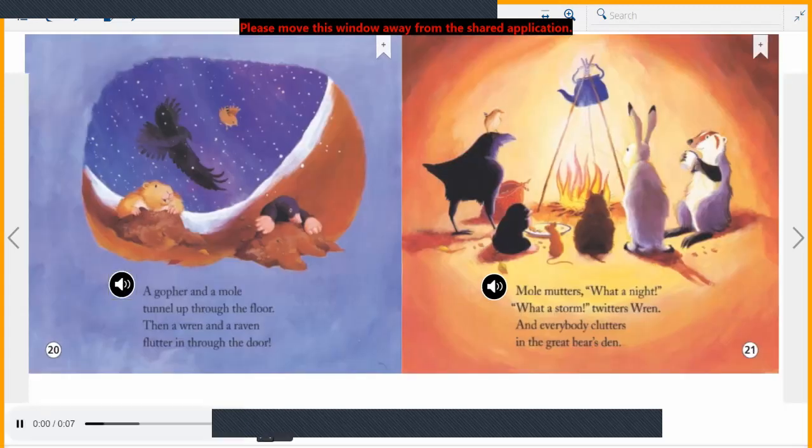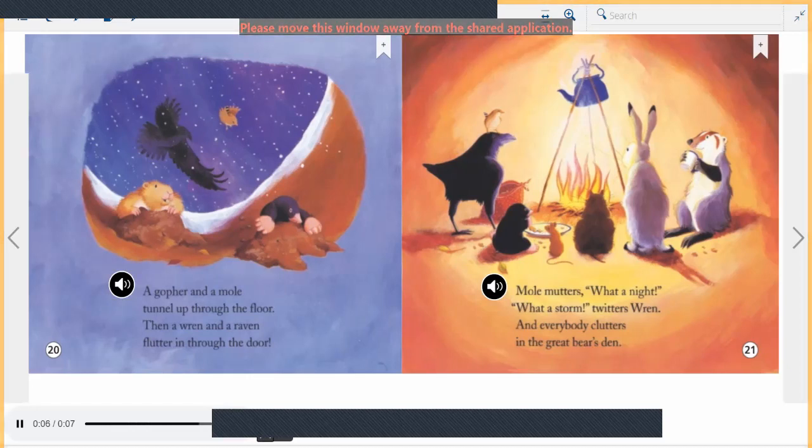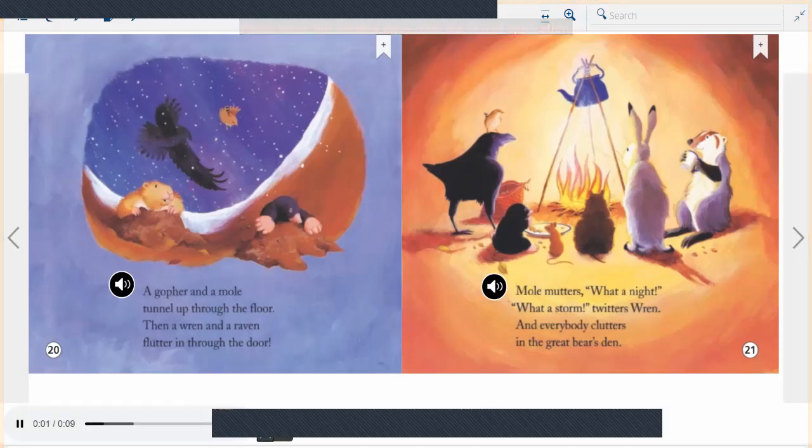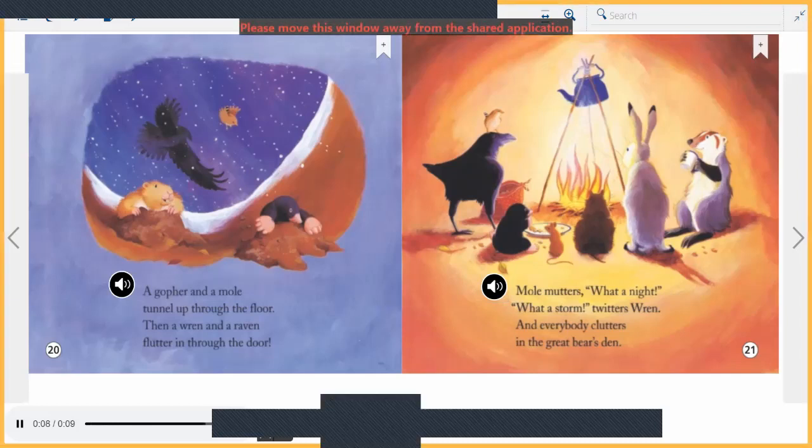A gopher and a mole tunnel up through the floor. Then a wren and a raven flutter in through the door. Mole mutters, "What a night!" "What a storm!" twitters wren. And everybody clutters in the great bear's den.